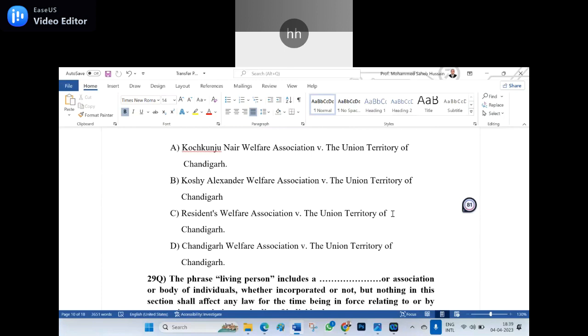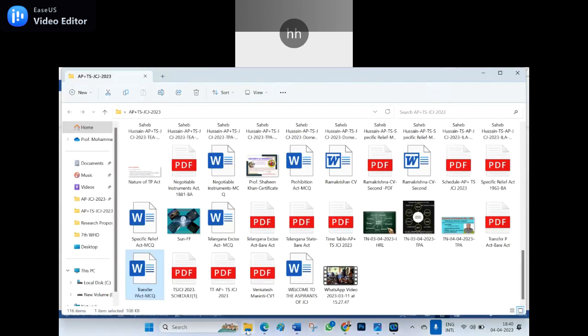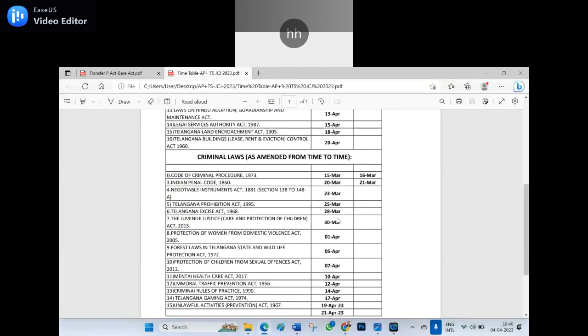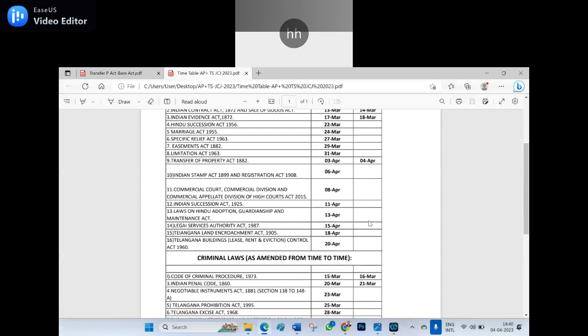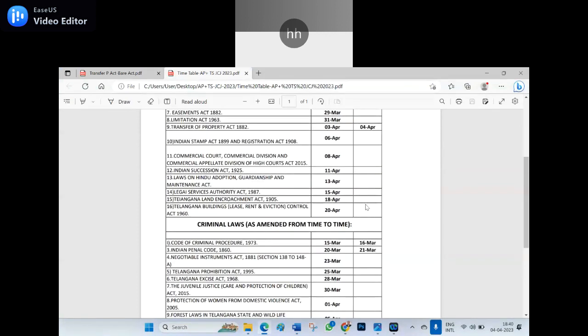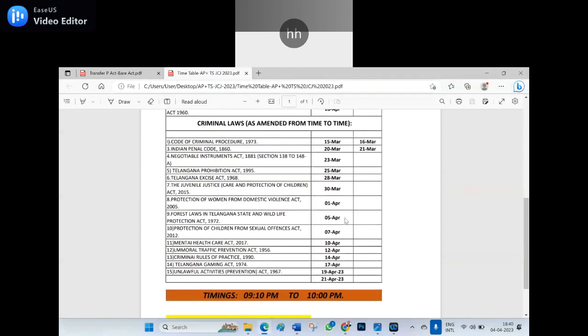So with this, I would like to stop today's class. And tomorrow, when you see the timetable, yes, tomorrow is the 5th. 5th April: Forest laws in Telangana state and the Wildlife Protection Act, 1972. I don't know whether AP also has it. Not there in AP, sir. For AP it is not there. Telangana State and the Wildlife Protection Act. But still participate.